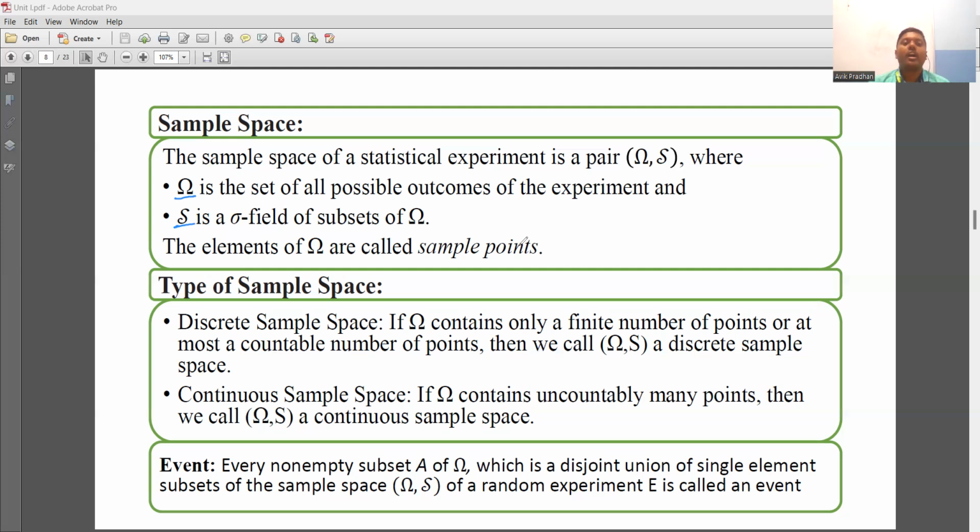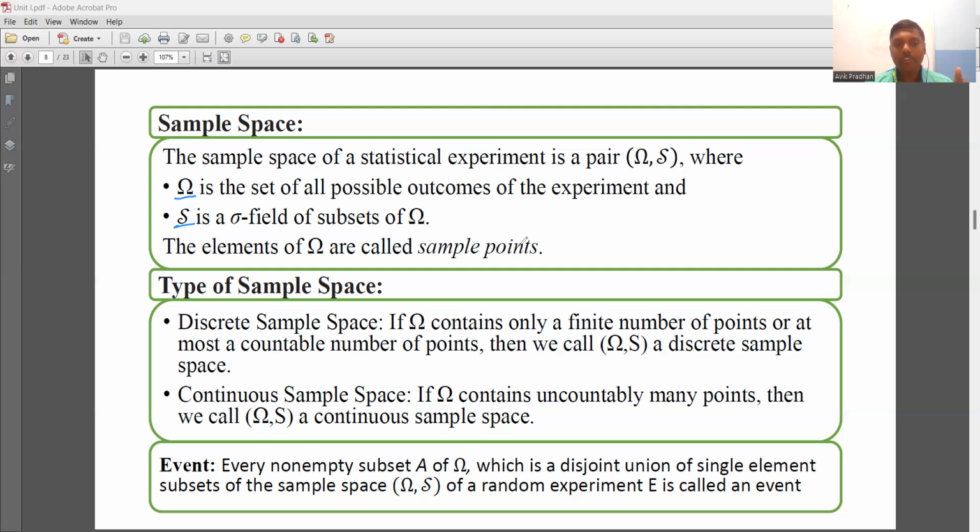Okay. Now, how we can construct the sigma algebra or sigma field we have already seen. So if I have omega as a set, then I can consider all possible subsets of omega, omega itself, and the null set. If I consider this collection, that will be the sigma algebra or sigma field corresponding to this omega. So these two things, as a pair, is the sample space corresponding to a random experiment or statistical experiment.